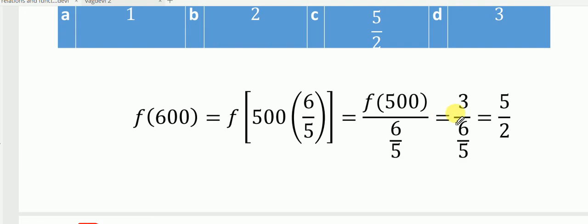So that is equal to f of 500, which is given as 3, divided by 6 by 5 here, y. So it's given f of 500 is 3. Now you can carry this 5 to the numerator, and 3 ones are 3, 3 twos are 6 here. So the answer is 5 by 2. That is, option C is the right answer for this question.